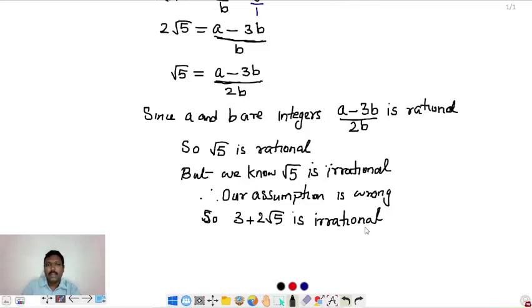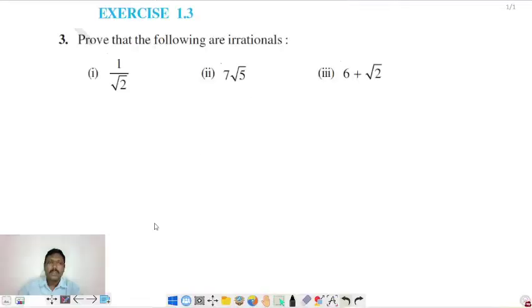Okay, now let us move to the next question. Exercise 1.3, question number 3. Prove that the following are irrationals. This we can prove very easily. First question, 1 divided by root 2. We have to prove 1 by root 2 is irrational.